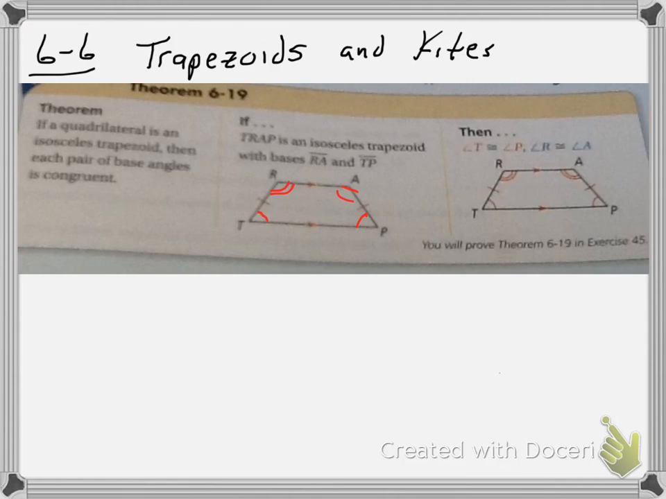Those are base angles. Why? Because our bases are both RA and TP. Even though TP looks like a base, RA is also a base. The things on the side there, like RT, is what we call legs.